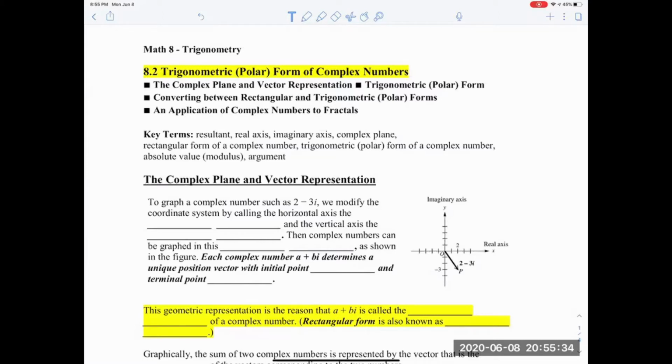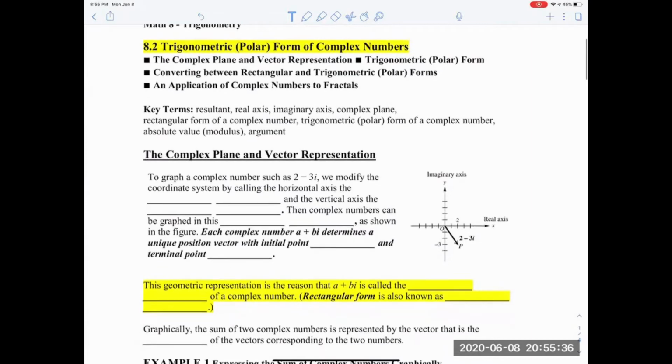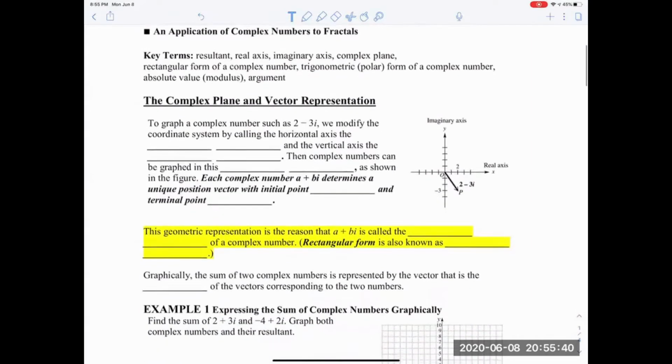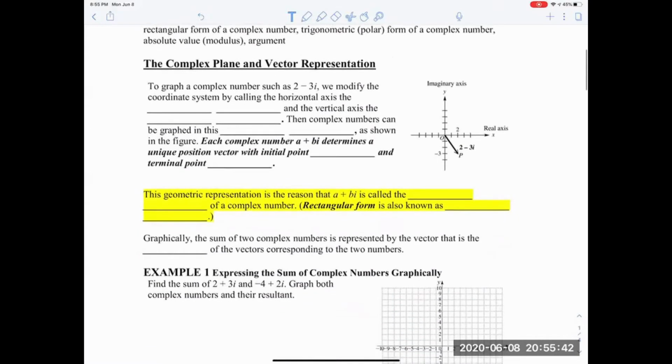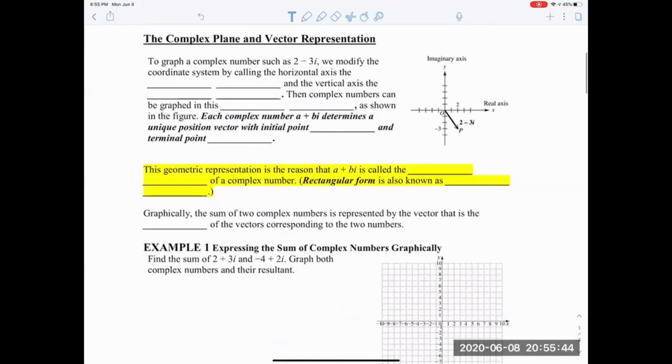And one fun application that has to do with complex numbers is called fractals. So let's go ahead and start this. One important thing is to understand how we represent a vector here. A complex number that you can write in the form a plus bi has a real part, which is this a right here, and has an imaginary part, which is that b right there.